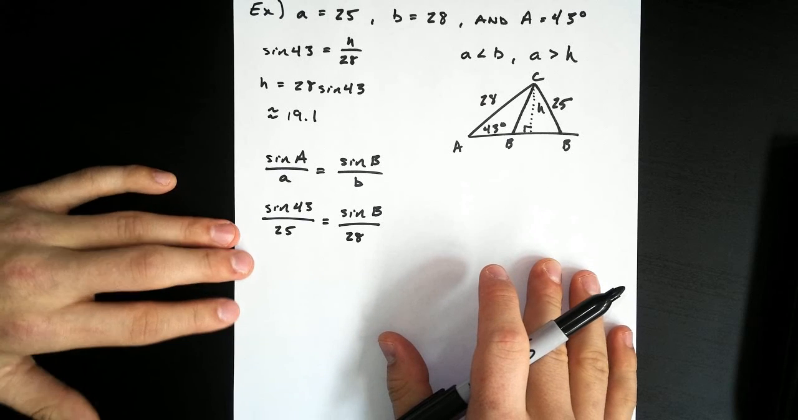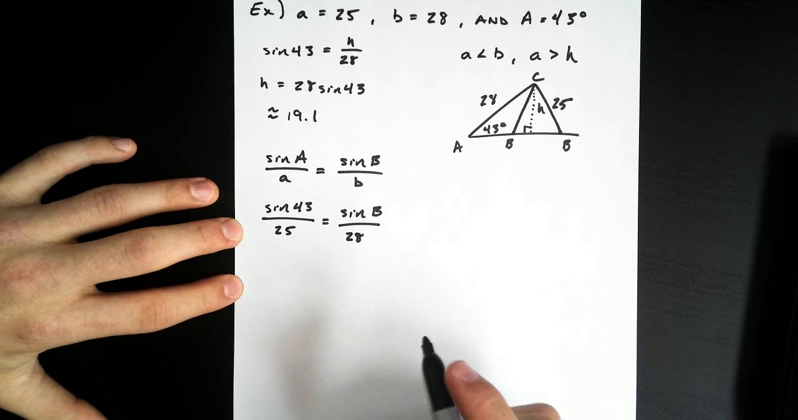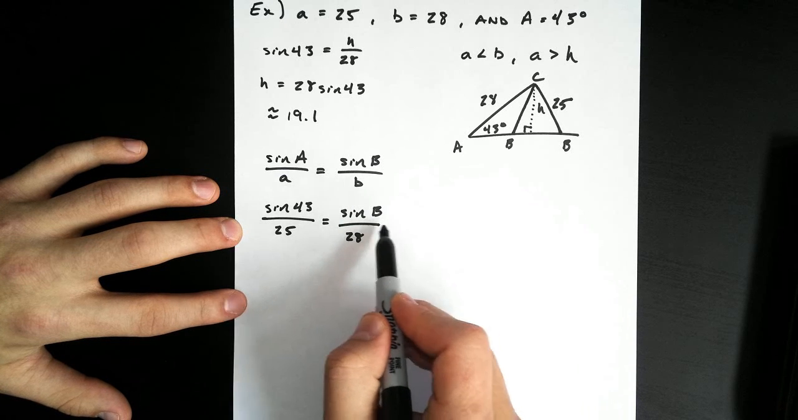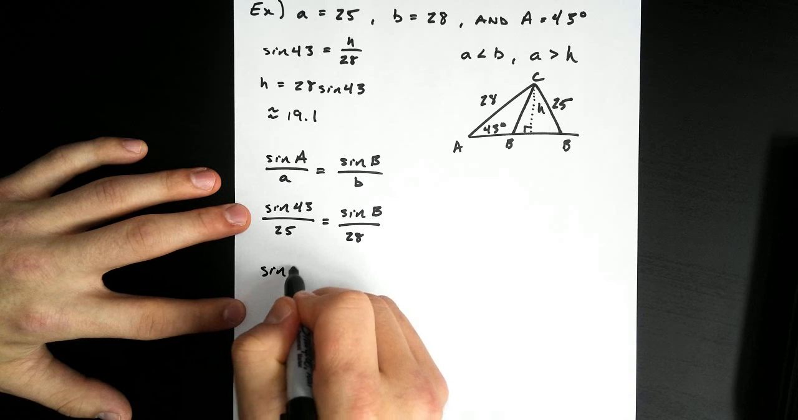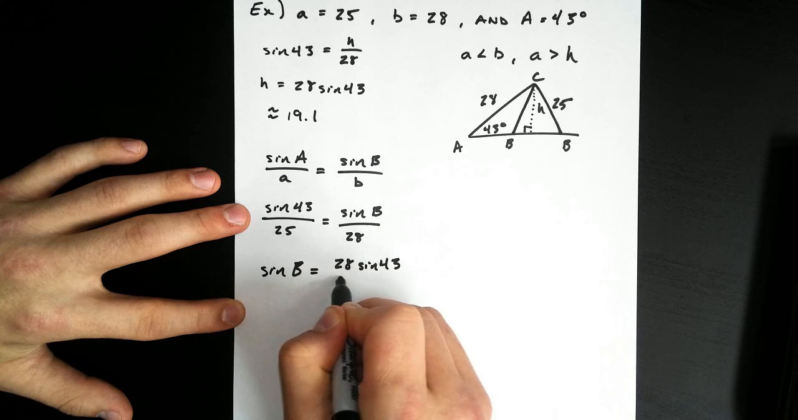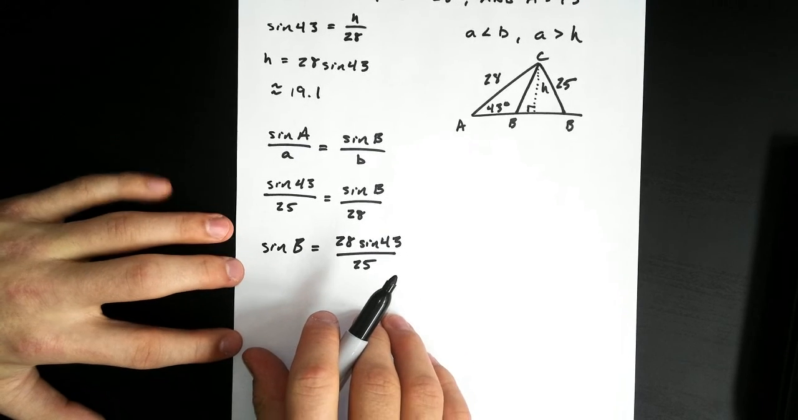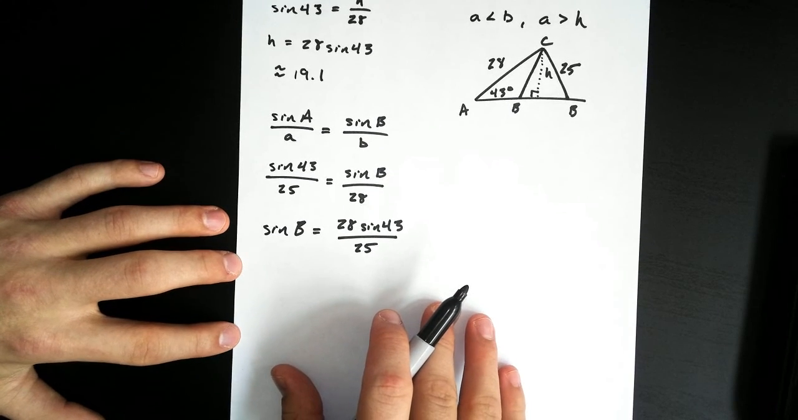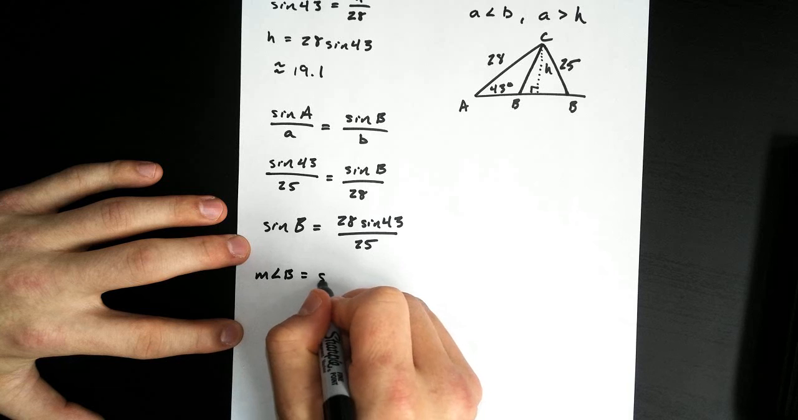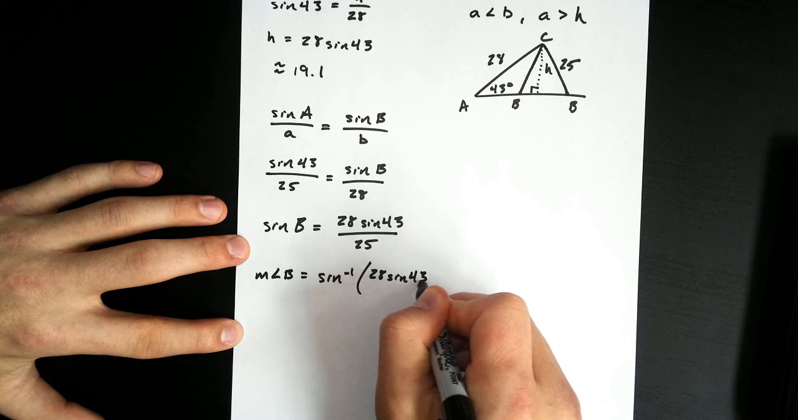Now, because I am going to find an angle measure, I do know that I am going to end up using the inverse sine at some point. Before we do that, we need to isolate the sine of B. I'm just going to do that by multiplying both sides by 28. So 28 times the sine of 43, over 25. And then to find angle B, we need to undo the sine, and that's where taking the inverse comes in. So using the inverse sine of both sides of my equation, we're going to take the inverse sine of this entire fraction.